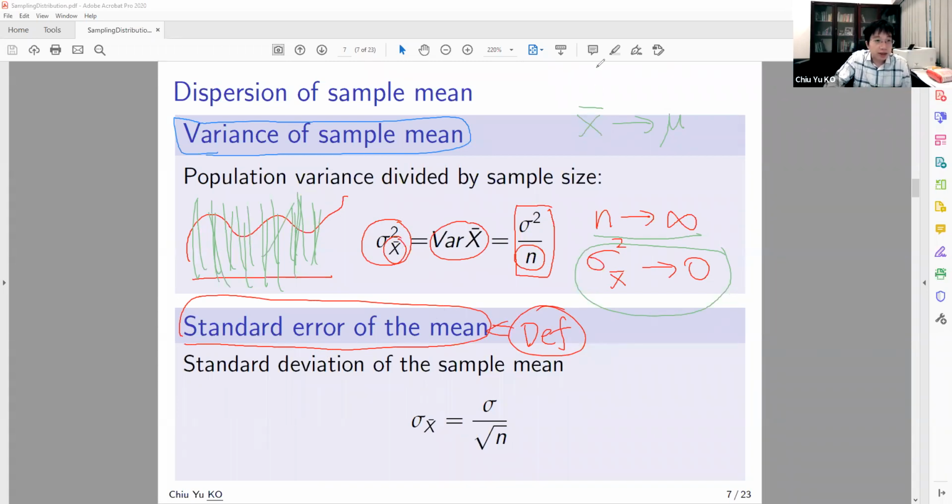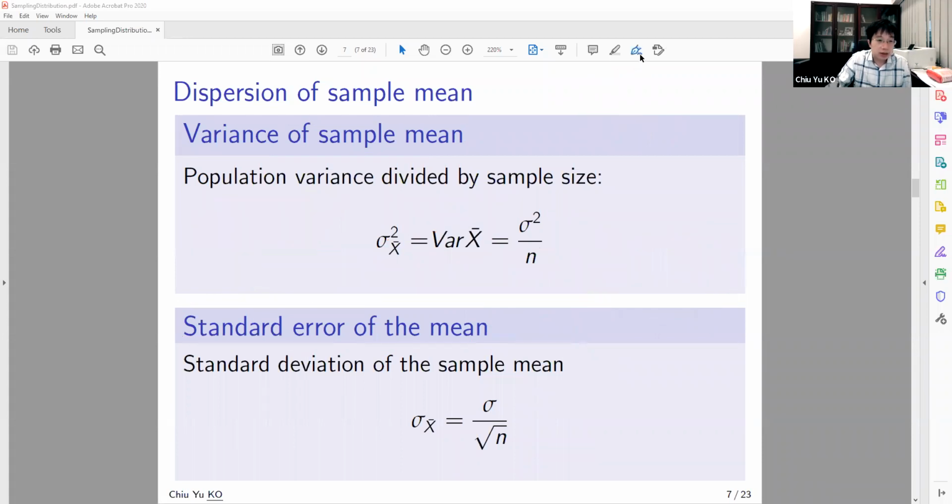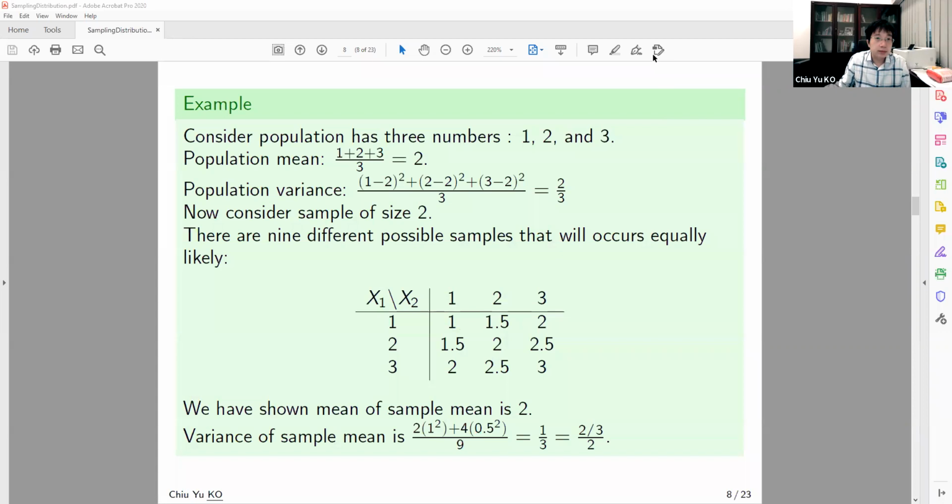Okay, so now I'll give you an example to see if you get this idea. Again, the same question. We have 3 numbers. The population mean is 2. The 3 numbers are each equally likely, right? And the population variance will be each number minus the mean, squared, right? 2 minus 2 squared, 3 minus 2 squared. This is 1 plus 0 plus 1 divided by 3, which is 2/3. So sigma squared is 2/3.